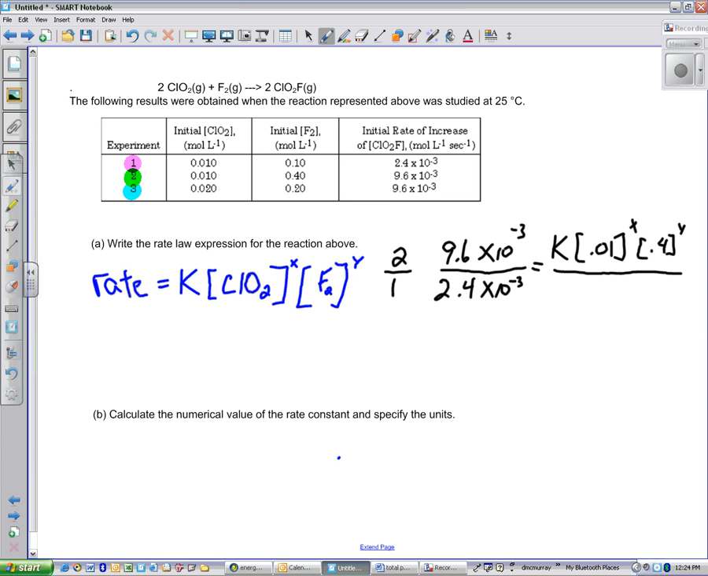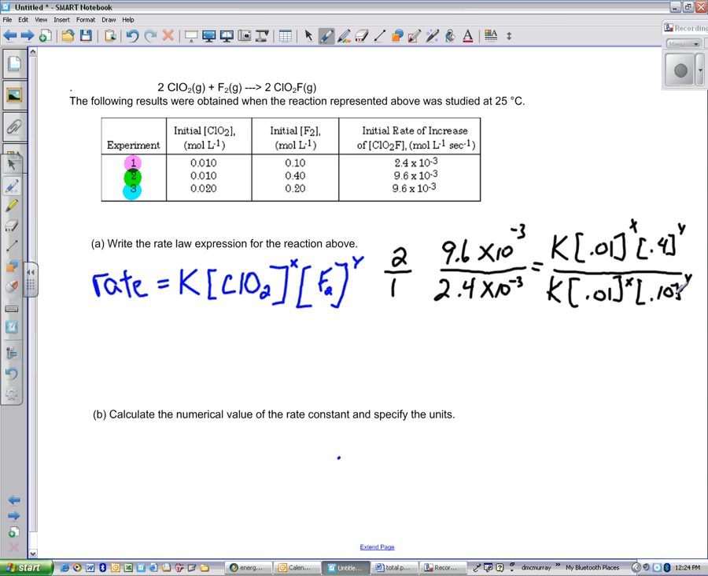Now notice how that total horizontal top, 9.6 times 10 to the negative 3 equaling K, 0.01 and 0.4, that's going all the way across experiment 2. Whereas experiment 1 also has the K, which is unknown at this point, but you're going to find it's a constant, so it stays the same for each experiment. And here we have 0.01 to the X and 0.10 to the Y.